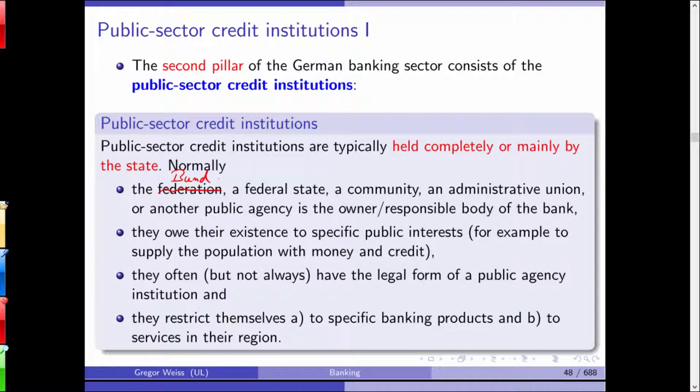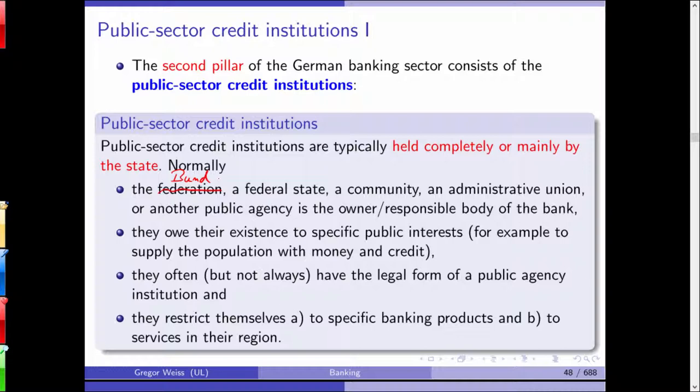They often, but not always, have the legal form of a public agency institution, which is also quite difficult to translate: Anstalt des öffentlichen Rechts. It's an organization under public law. That's how we call it in German. And what is quite a defining property is that they only operate regionally. They restrict their business to this region.